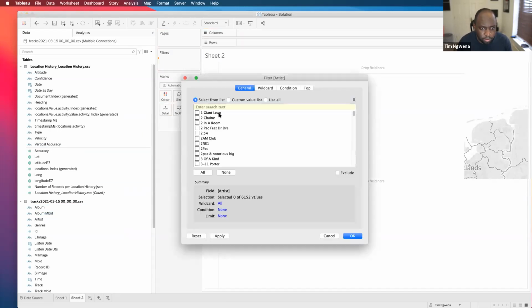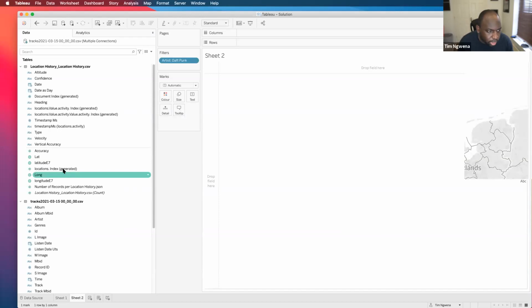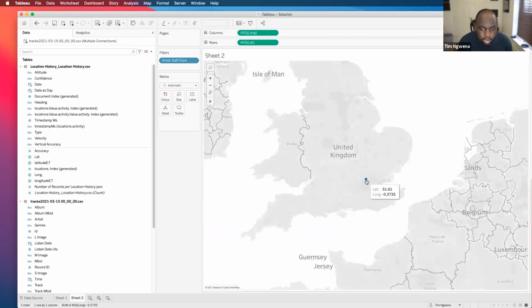So I can say, for example, let's go find Daft Punk, and let's click a tick and click apply. And I want to know, where have I listened to Daft Punk? So I can just double click latitude, double click longitude. And of course I get a data point, which is not what we want. This is just, again, the average position for all these tracks.